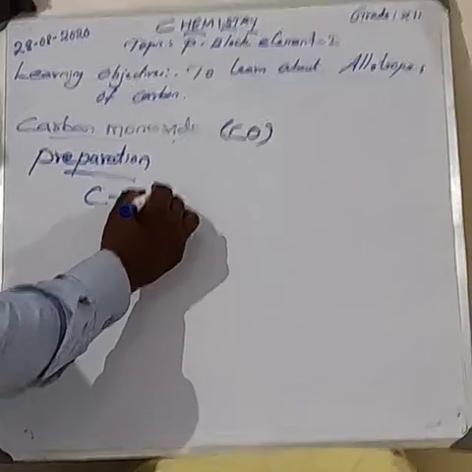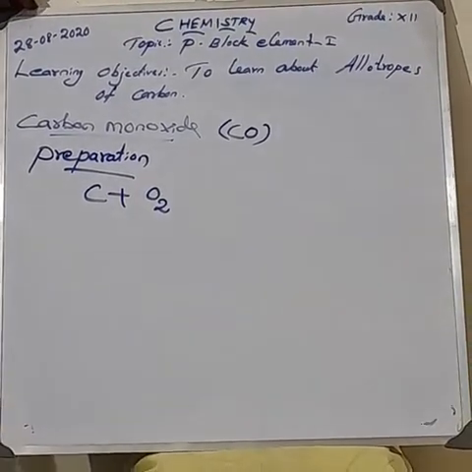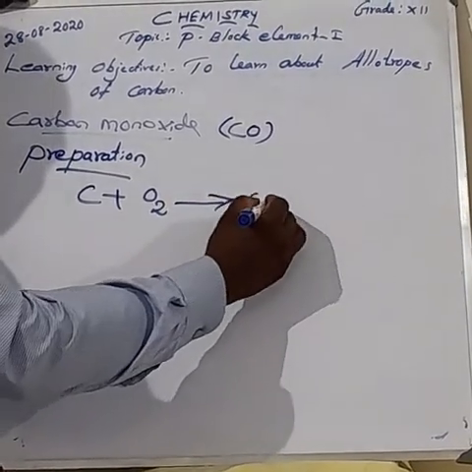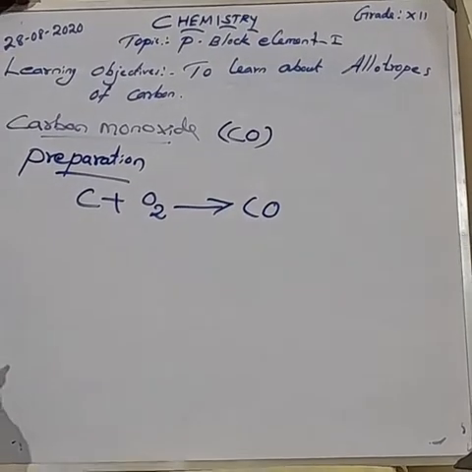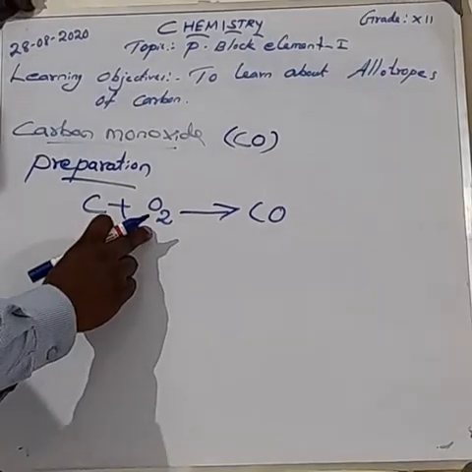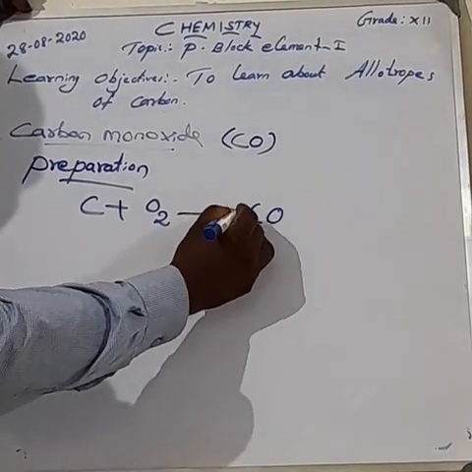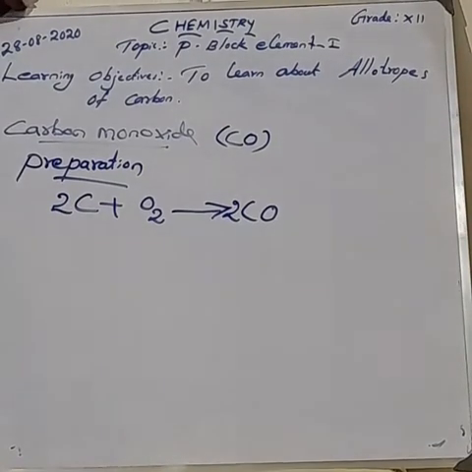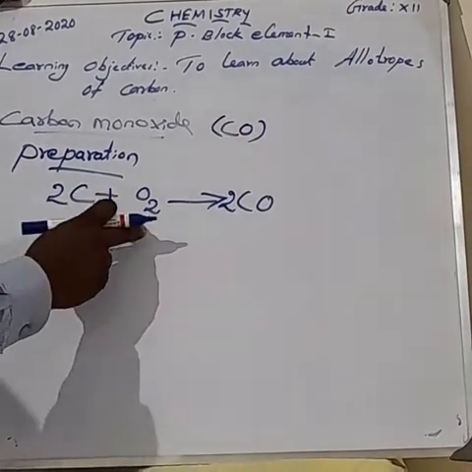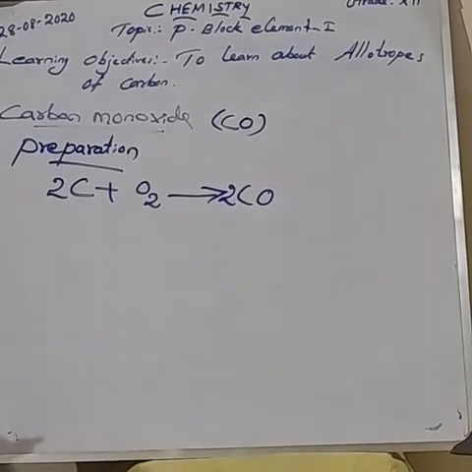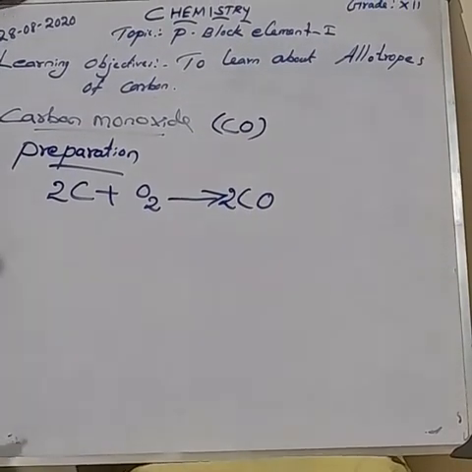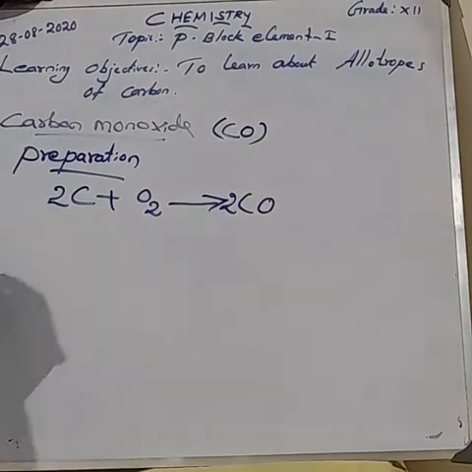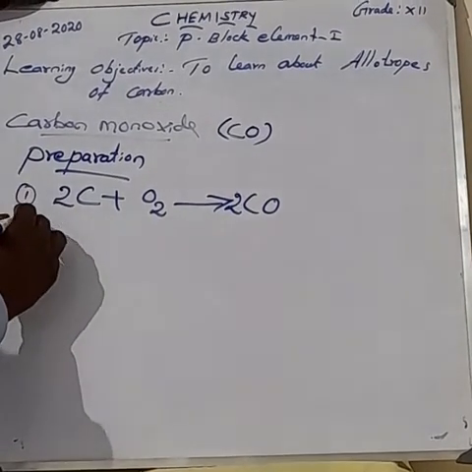Carbon reacts with a limited supply of air to form carbon monoxide. First of all, you should balance the equation. 2 oxygen is there, so make it 2 here. How many carbon? 2 carbon. This is the first equation. Carbon reacts with a limited supply of air to form carbon monoxide.